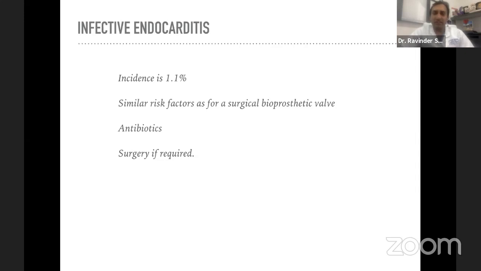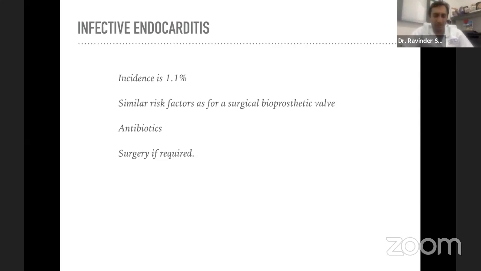Surgery. When is surgery required? If there is a mechanical complication, like if a patient has a central aortic regurgitation, then we have to suspect infective endocarditis in such patients. Hemodynamically compromising aortic regurgitation, or a severe aortic stenosis, or recurrent emboli happening from a large vegetation on the leaflets. These are the indications where you would send this patient for surgery and not for a redo TAVR.